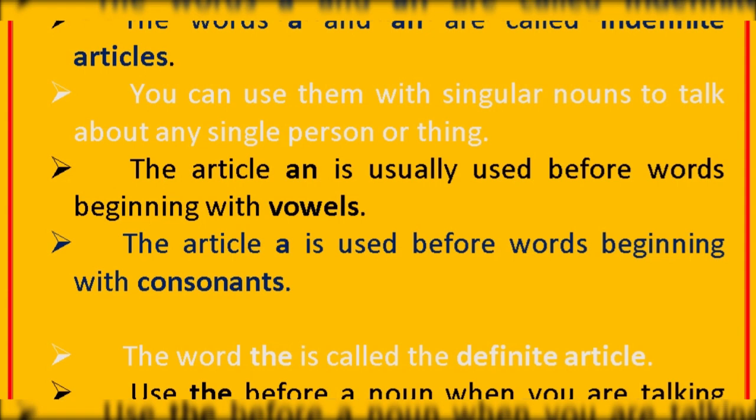A is used before words beginning with a consonant sound. So an is used with a vowel or vowel sound. A is used with a consonant sound. Okay, right. Let us see.